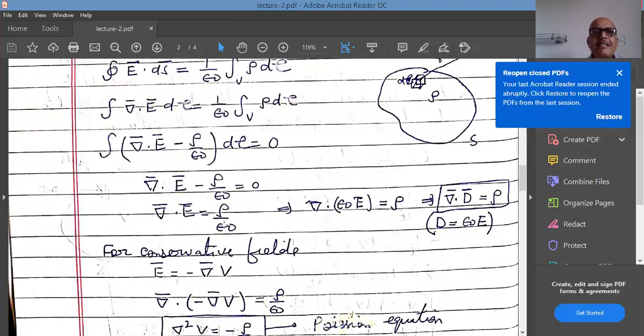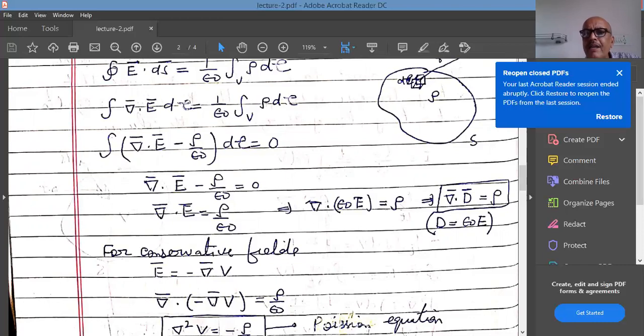If we put epsilon 0 and E together, and suppose the material is not polarized, then we can write the divergence of epsilon 0 E, and that is nothing but D, because D is equal to epsilon 0 E plus P. If the material is not polarized, then the value of P will be equal to 0, and we can write D equal to epsilon 0 E. So we get divergence of D equal to rho. That is the first Maxwell equation, and it is also called Gauss divergence theorem. There is no contribution of Maxwell as such in this equation.